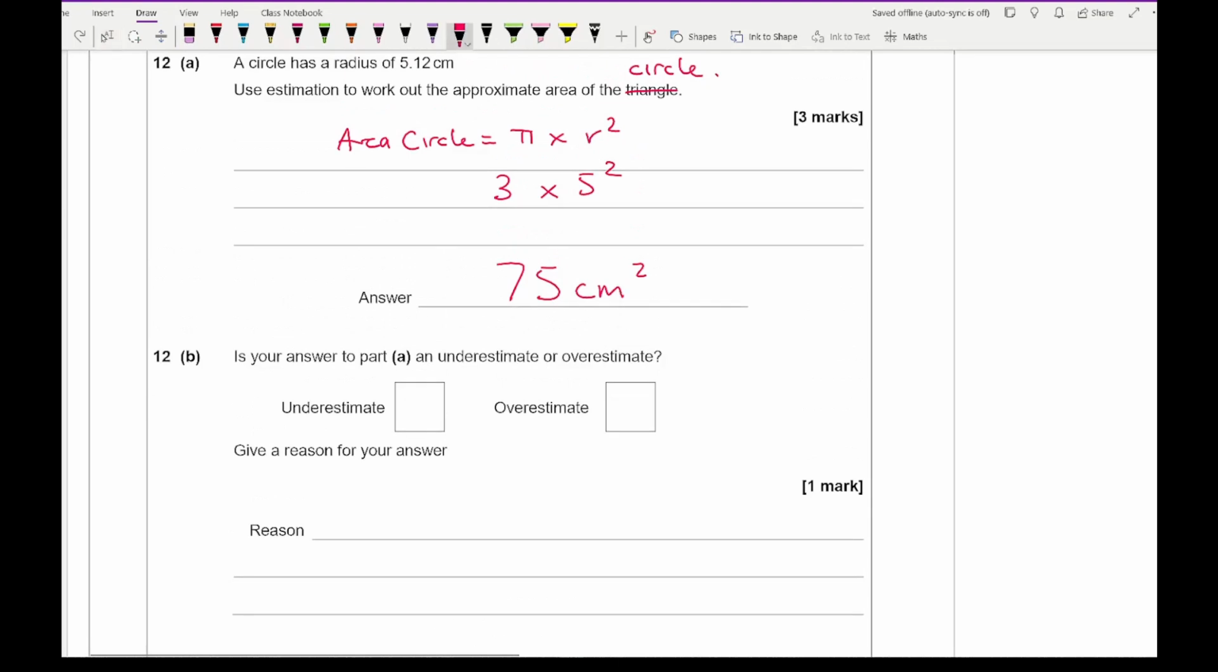Then finally, it says use your answer in part A to say whether it's an underestimate or an overestimate, and in this particular case it is an underestimate, and the reason for that is because we have rounded down the radius. And there we go.